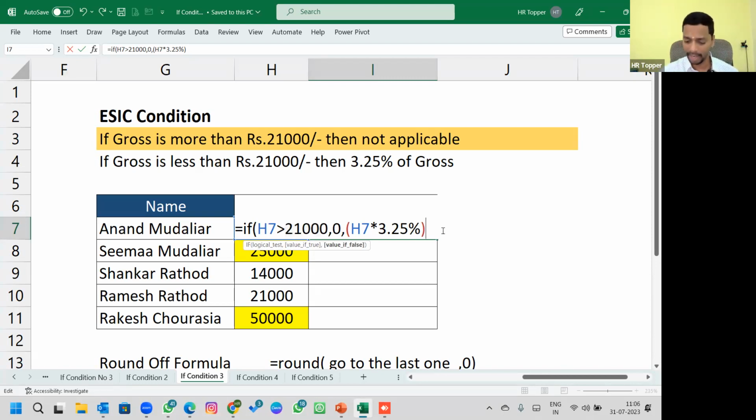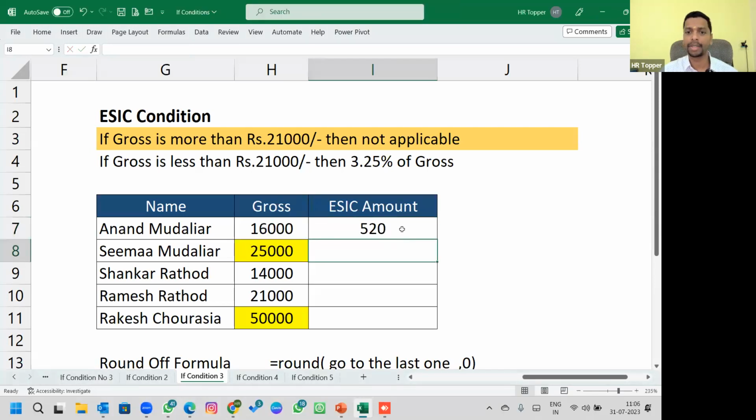Can I go ahead and then hit enter? Done? Clear? Now, the second thumb rule.